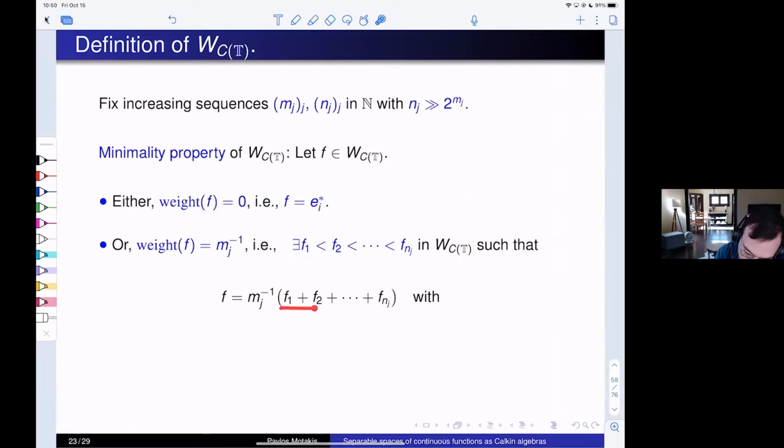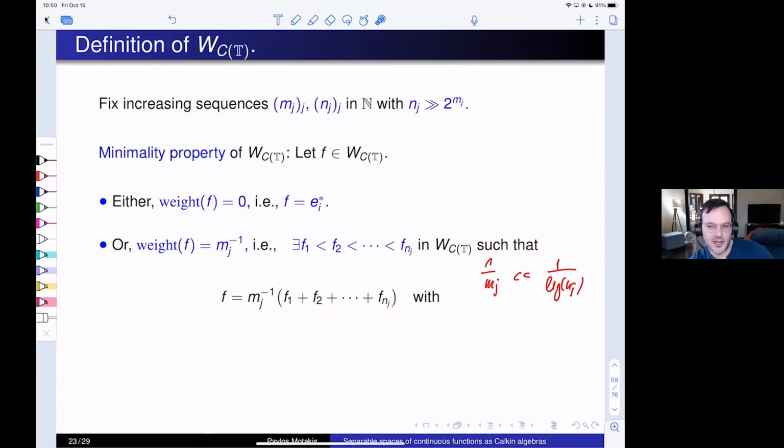And F is the sum of these weighted by 1 over mj, where this mj and nj are connected. Remember, 1 over mj is much smaller than 1 divided by log nj. So there is this weighting. You take these nj many members of WCT that are already in there, you combine them, and then you weight them by this weight, which is not too small compared to the number of members that you took.